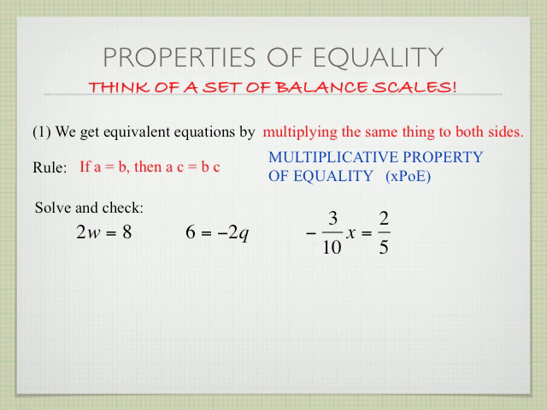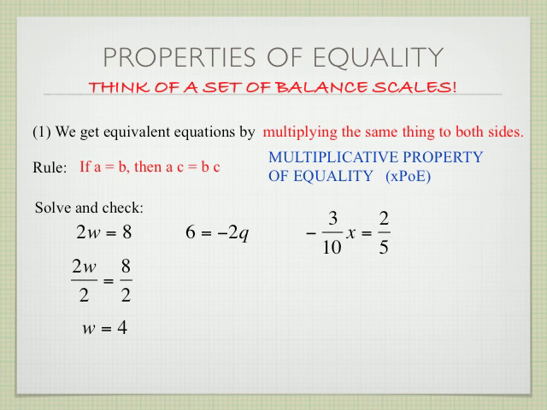2w equals 8. I have 2 times w. Subtracting 2 isn't going to help me. I'd have to divide by 2 to get w by itself because the 2 is being multiplied. So divide both sides by 2. Think of a set of balance scales again. If I'm doing the same thing to both sides, it will stay equivalent. So I get w equals 4.